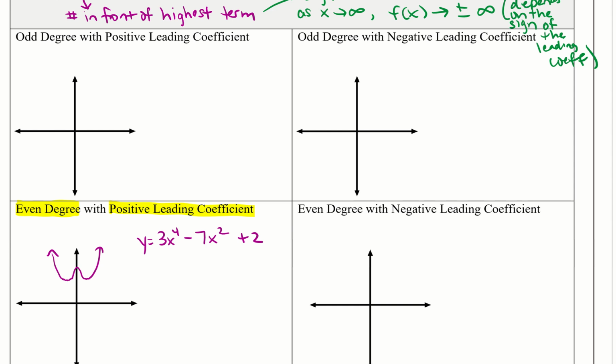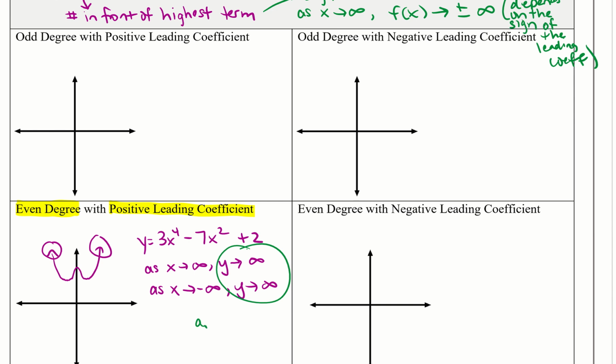Since the leading coefficient was positive, notice that we went up on the right-hand side. So as x approached positive infinity, y, in this case, I called it that instead of f of x, is going up to positive infinity. And if I look on the far left-hand side, that's true as well. So when something has an even degree and a positive leading coefficient, we are going to approach positive infinity on both the right and left side.